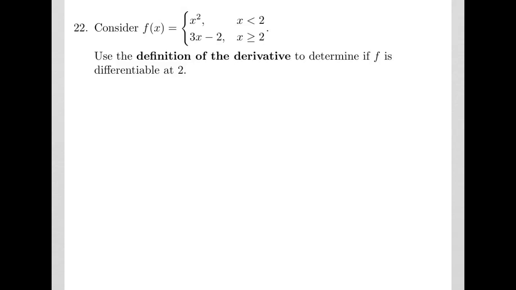Problem 22 gives us a piecewise function and asks us to use the definition of the derivative to determine if f is differentiable at 2. For this problem, we need to know the definition of the derivative. The derivative at 2 is the limit as h goes to 0 of the formula f of 2 plus h minus f of 2, which gives me a rise, divided by h, which gives me a run. Now, because I have a piecewise formula, I need to deal with this limit from the left and the right, and I need to do it separately.